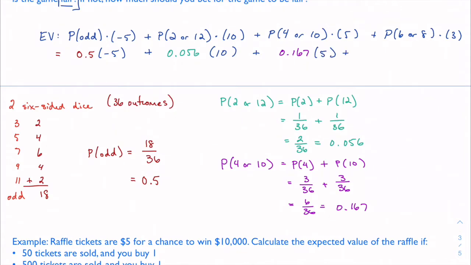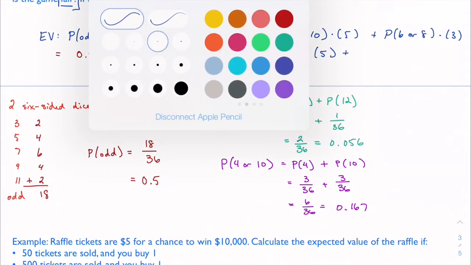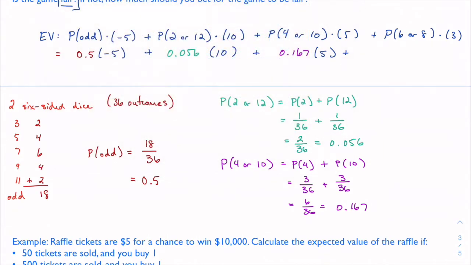And then finally, the probability of rolling a 6 or an 8. And we're just going to follow the same logic here. So there are 5 ways to roll a 6. There are 5 ways to roll an 8. 10 out of 36, which is 0.278. And that's going to go into my formula as well. It's the wrong color. There we go.